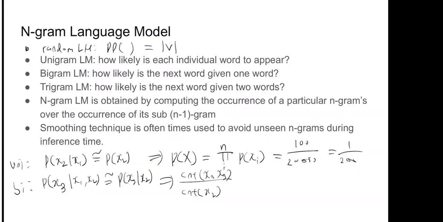So there are several smoothing techniques used to avoid these unseen n-grams during inference time. And people also try adding different language models, like bigram, unigram, and trigram language models, with different weights, where the weights sum to one. The reason you make the weights sum to one has a probabilistic reason: because you're summing three probability distributions with weights that sum to one, the resulting probability distribution will also be valid and sum to one as well. So these are the details that people have used in n-gram language models.